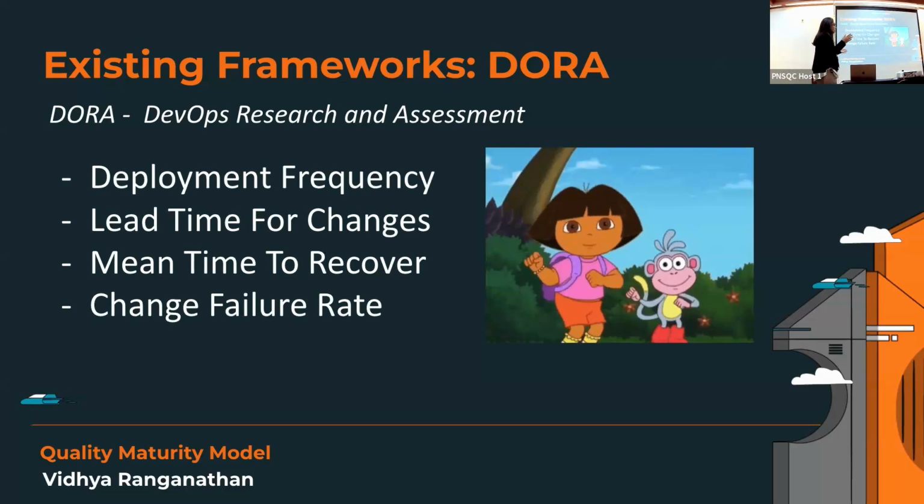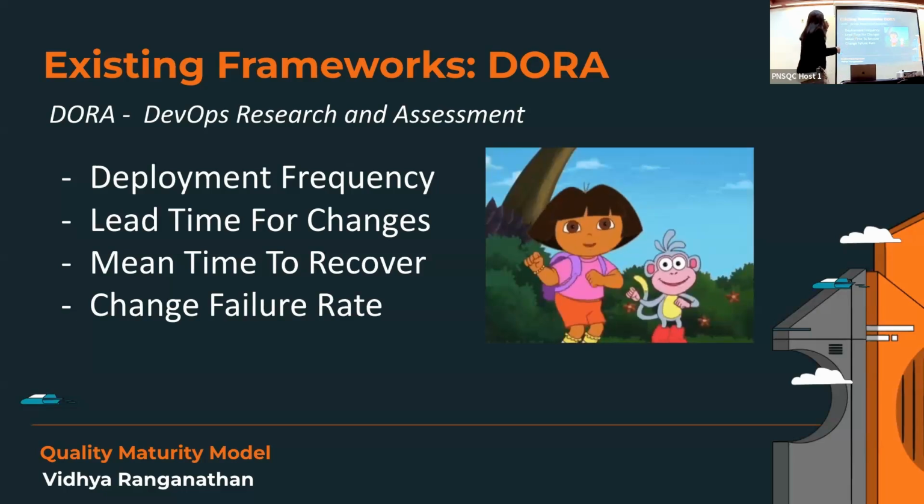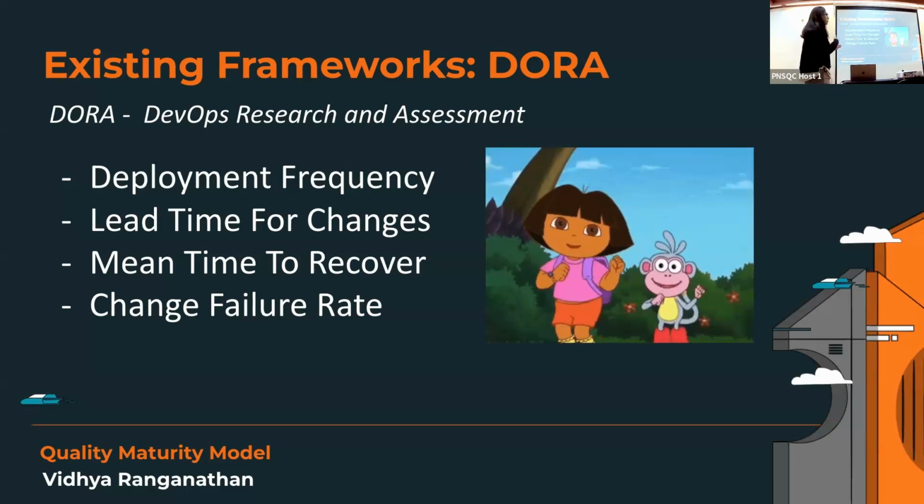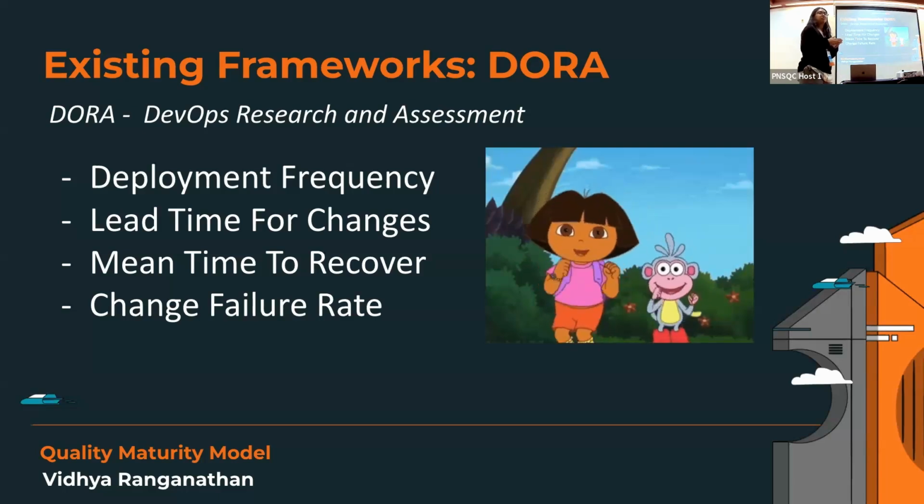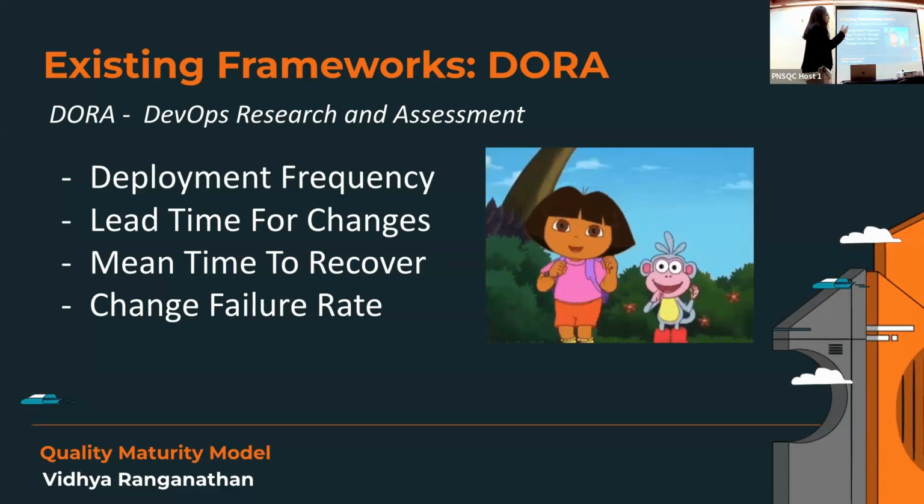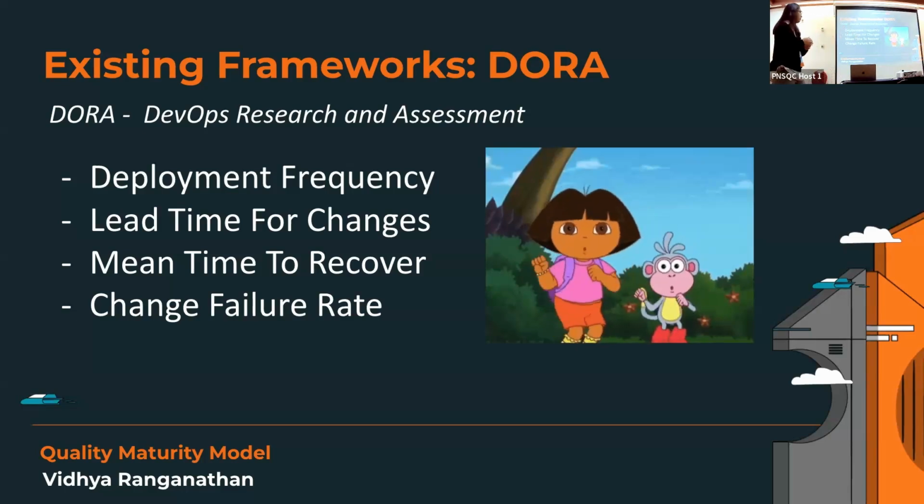Looking at these four, yes, this is all about your delivery, but practically all four of them have quality relationships to them. Your deployment frequency directly depends upon how confident you are about your deployments. And lead time for changes, from my PR to production, totally depends upon your tests and the quality gates that you have in place.